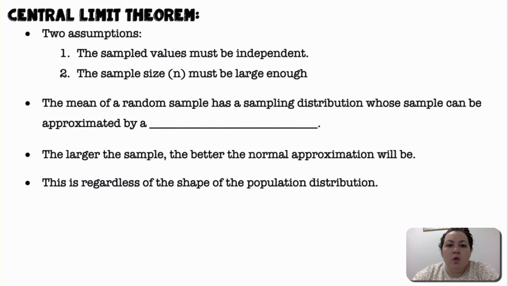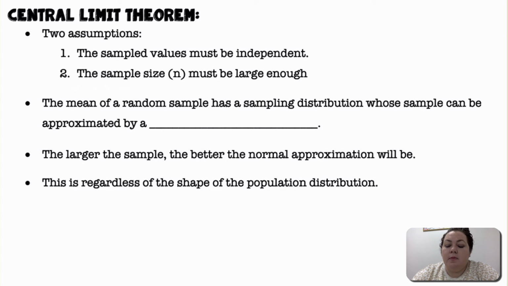All right, so we said we would be using the central limit theorem, so we need to know what the central limit theorem is. There are two assumptions. The sampled values must be independent, and the sample size n must be large enough. So these are the last two pieces of those conditions.